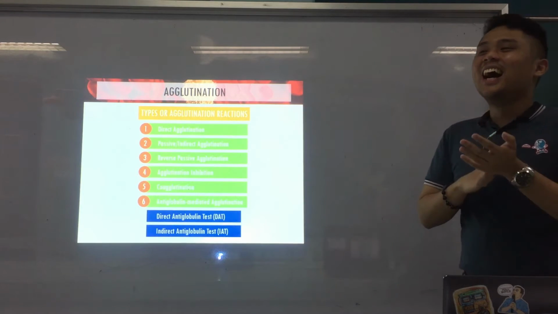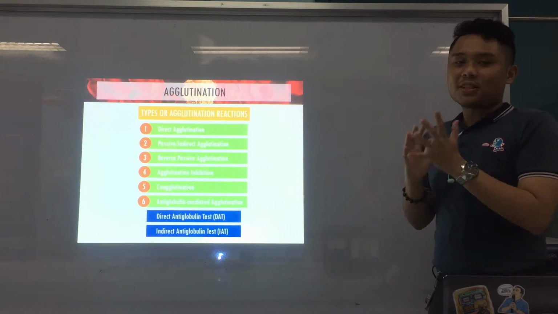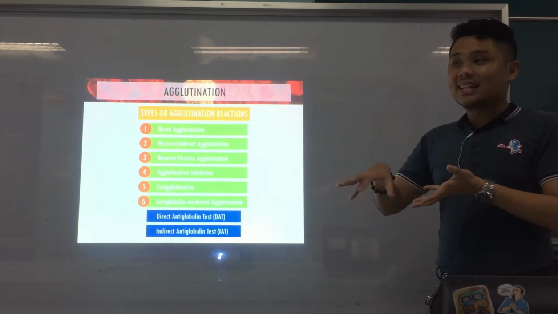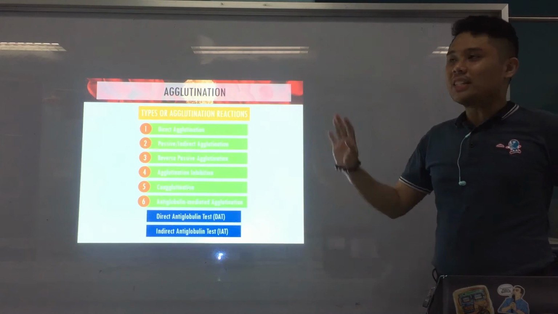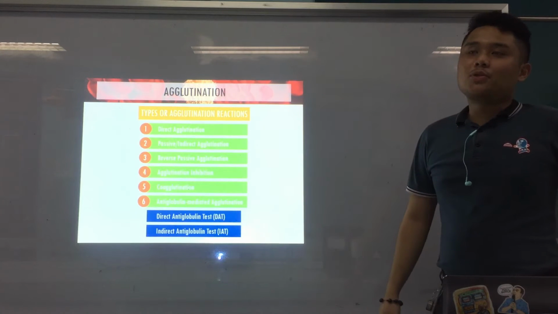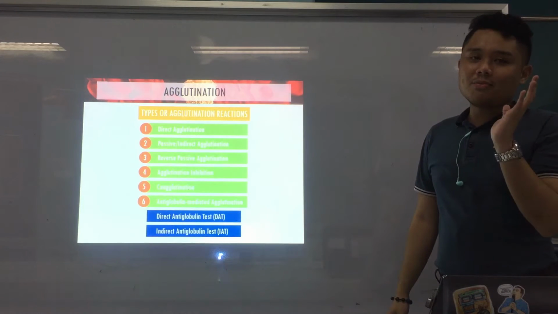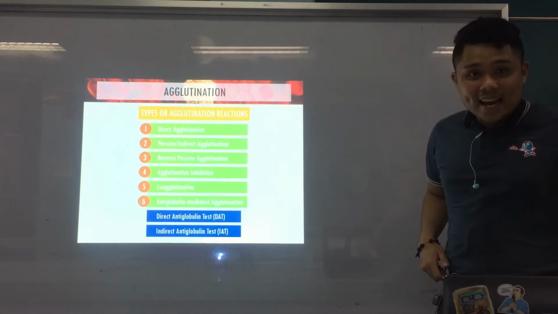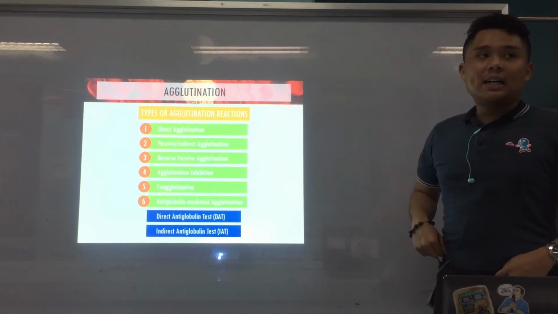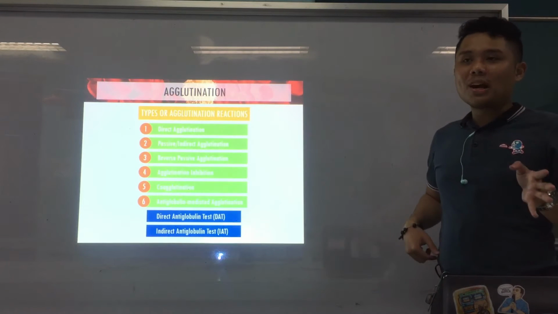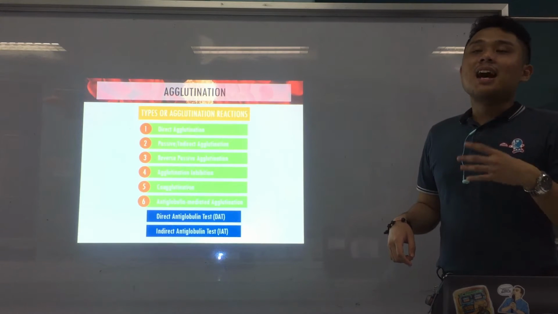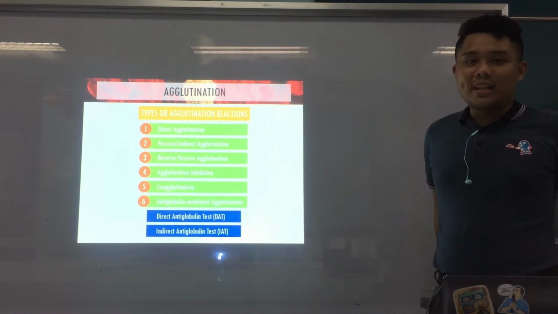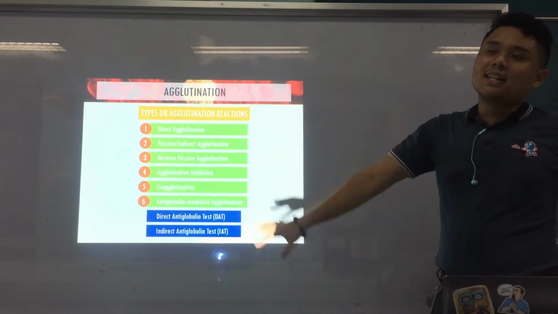For this part, we're going to discuss the different types of agglutination. As you can see, there are many types. As mentioned, you will also encounter agglutination in blood banking. In your lab procedures, mostly in blood banking, you are to grade agglutination, like that table from earlier.